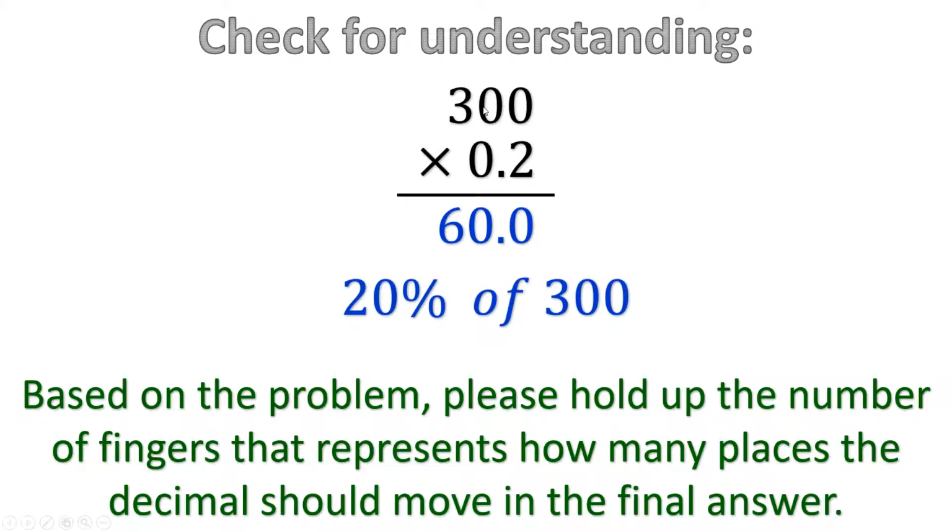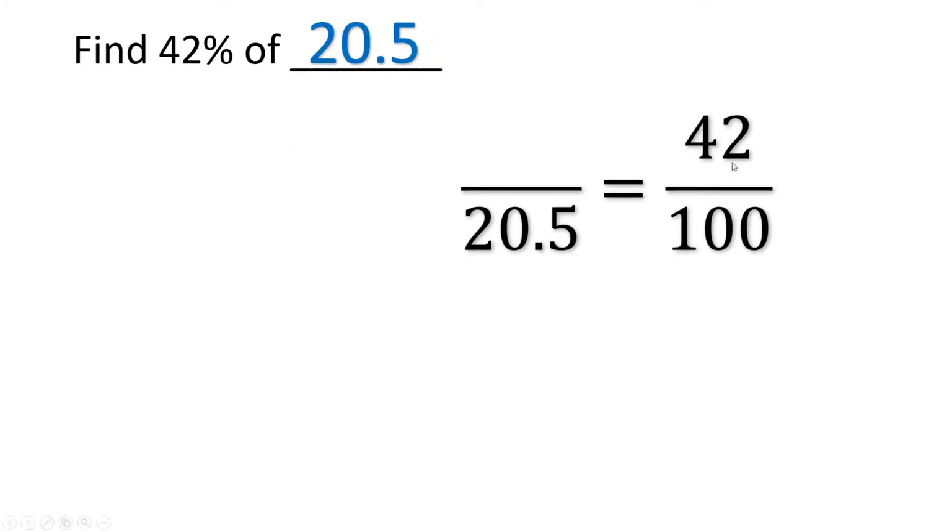This is like one of the percent problems we solved this year, which is 300 times 20%. So 20% of 300 is 60. On the little note sheet, I want you to try to do 42% of 20.5. A reminder, our setup for percentages is like this. And then 42 hundredths is 42 hundredths. So 42% would be written like this.